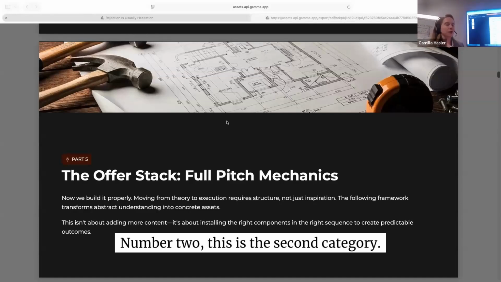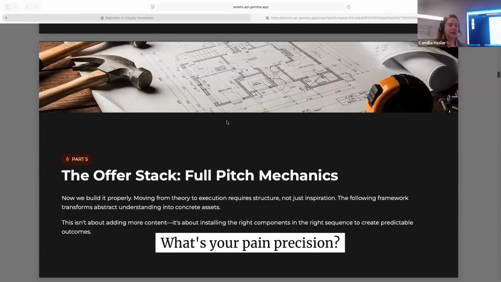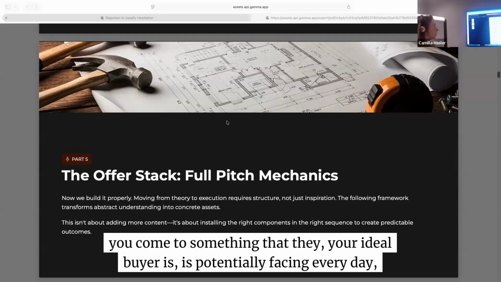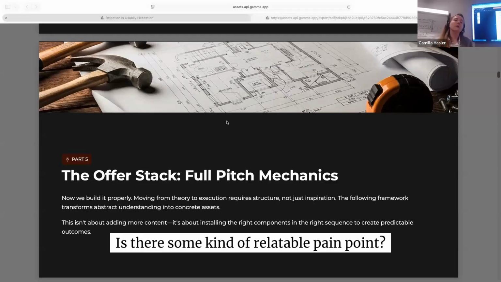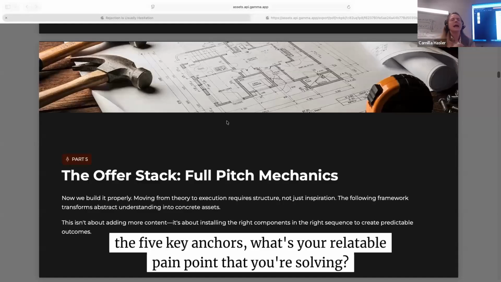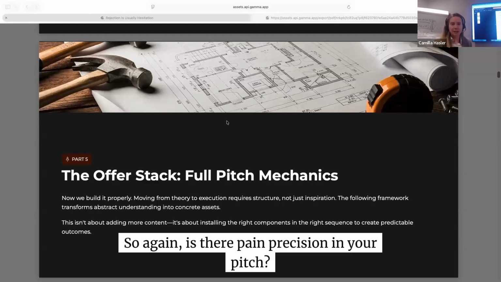Number 2, this is the second category. What's your pain precision? Do you talk about pain? Do you talk about the pain that your ideal buyer is facing at all? Do you come to something that your ideal buyer is potentially facing every day, all the time? Is there some kind of relatable pain point? And this touches on what we talked about in the session earlier today, on the structure, the 5 key anchors. What's your relatable pain point that you're solving? So again, is there pain precision in your pitch?